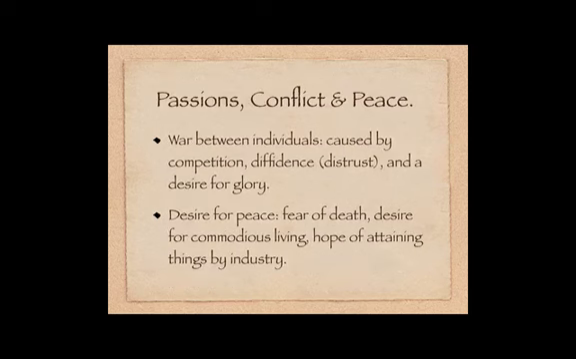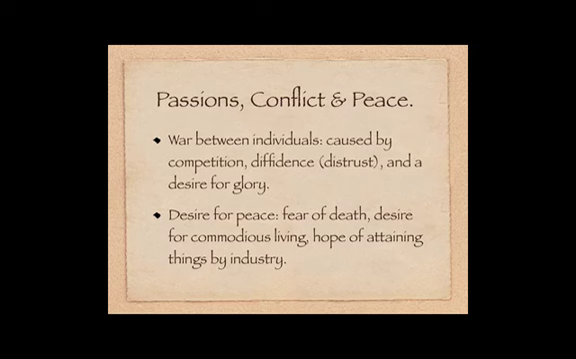Now, for Hobbes, what happens in his state of nature, which we'll talk about in a minute, is that individuals will conflict with one another. That, in fact, our natural state is to be at war, a war of all against all. The war between individuals is caused by, as Hobbes says, competition, diffidence, or distrust, and a desire for glory. So passions, as part of our nature, we are generally competitive. We are distrustful of other individuals because we know, in part, that other individuals are also trying to preserve their own interests, in fact, preserve themselves.